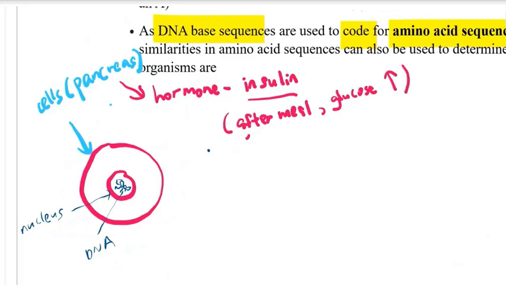So after a meal, glucose level increases. When the blood glucose level increases, this is acceptable, but this kind of increment cannot stay too long. We cannot have a constant high level of glucose in our blood. It's not good for us, right?